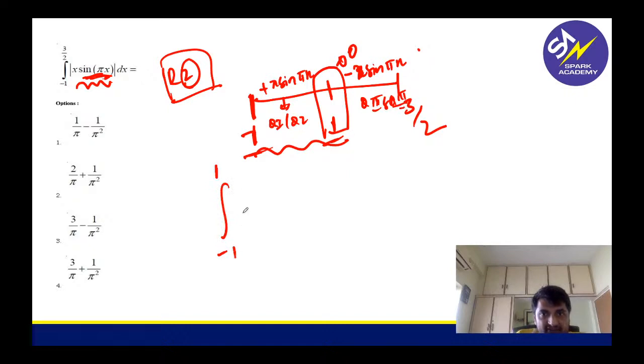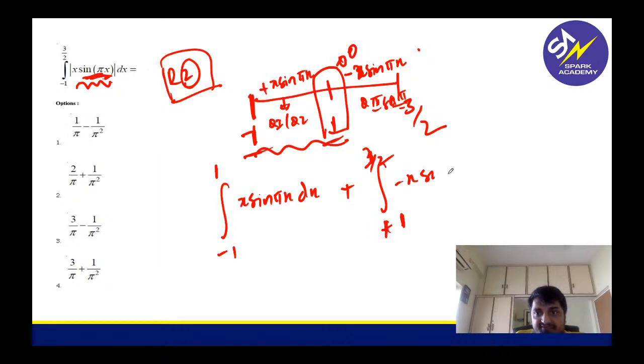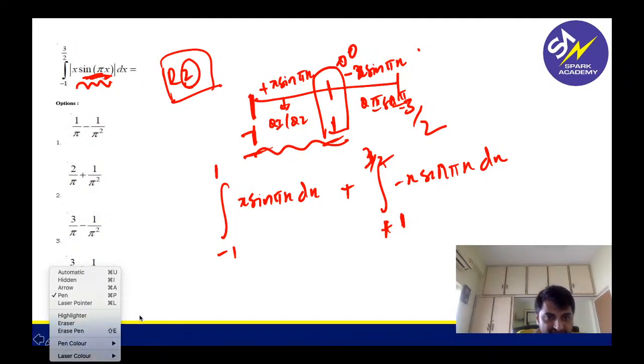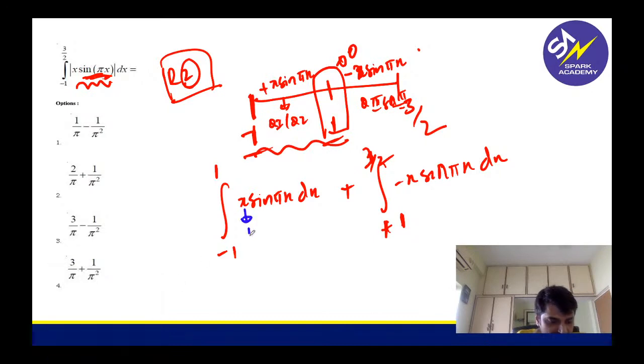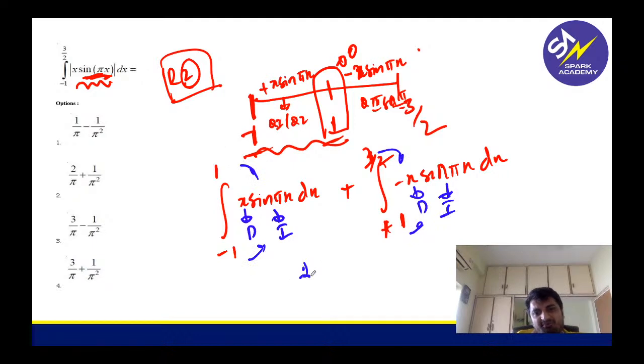So I'll write integral -1 to 1 x sin pi x dx plus 1 to 3 by 2 minus x sin pi x dx. How do you do it, guys? I can just use, again we discussed this rule many number of times, I can use DI rule and substitute upper limit, lower limit. So you just have to do simplification from here.